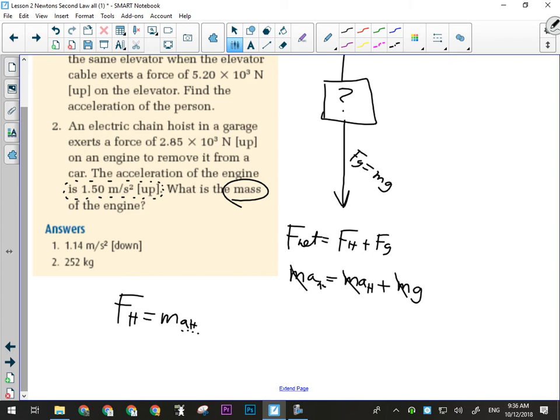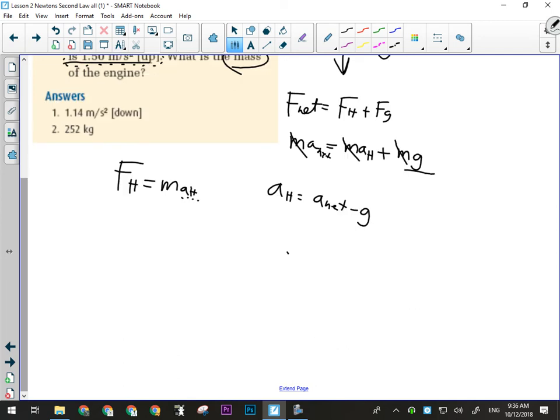So the net acceleration is the acceleration of the hoist plus the acceleration due to gravity. I know what the net acceleration is. It's 1.5. And I know what g is. It's negative 9.81. Can I find the one acceleration I don't have? I'll have the acceleration of the hoist is the net acceleration minus the acceleration due to gravity. So the acceleration of the hoist is going to be positive 1.5 minus negative 9.81. Everybody follow what I'm doing here?